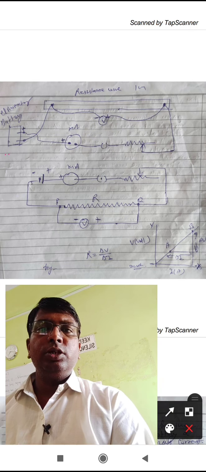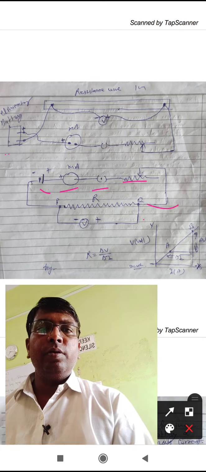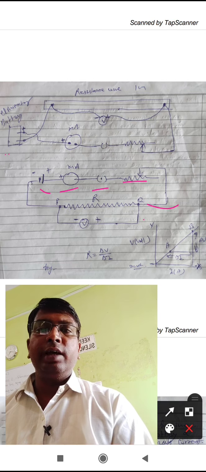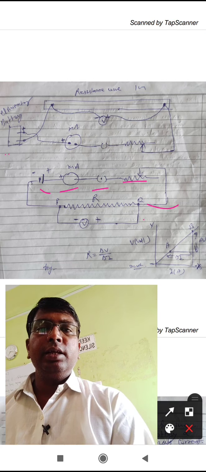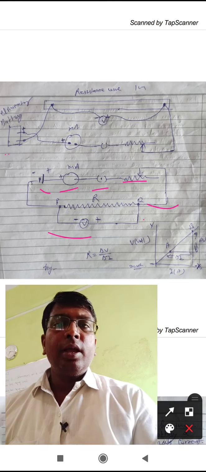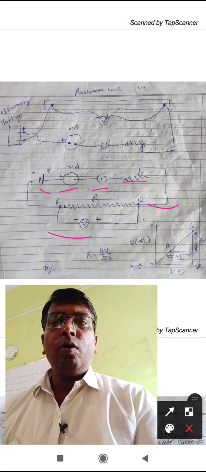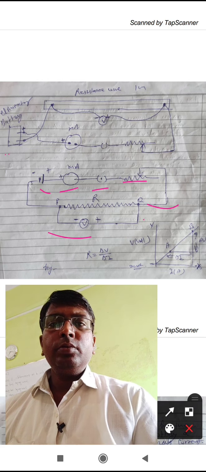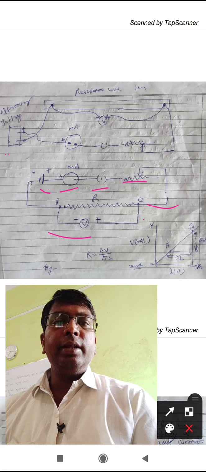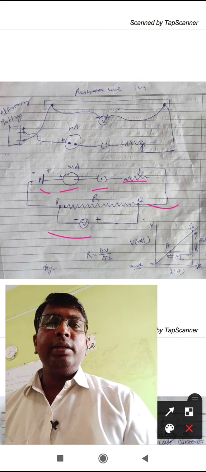Here the positive terminal is connected with the milliammeter, then the key, the variable resistor, and the resistor. We have to calculate the resistance of this wire. For this we connect the voltmeter in parallel to the resistor and the ammeter in series. The key is for switching the current on and off in this circuit, and the variable resistor is for changing the value of current in this circuit.